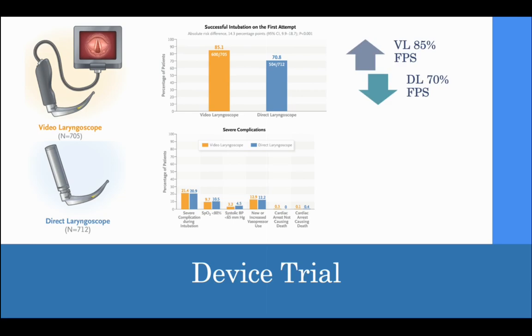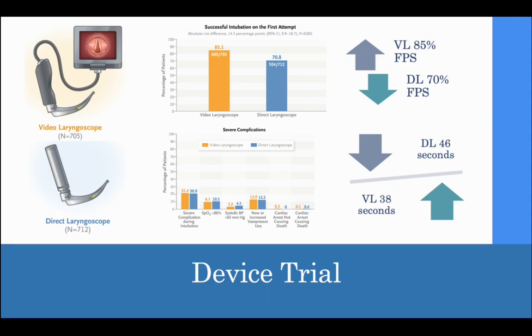So to sum that up, they had 85% first pass success in the video group and only 70% first pass success in the direct laryngoscopy group. Overall, video was almost 10 seconds faster than direct. Now, of note, most of these intubators are either ER resident physicians or ICU fellowship training physicians. So these are new intubators. These aren't very experienced people.